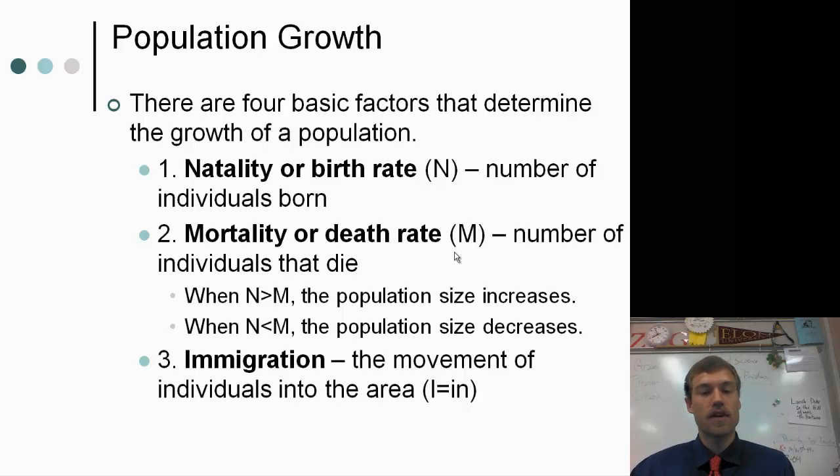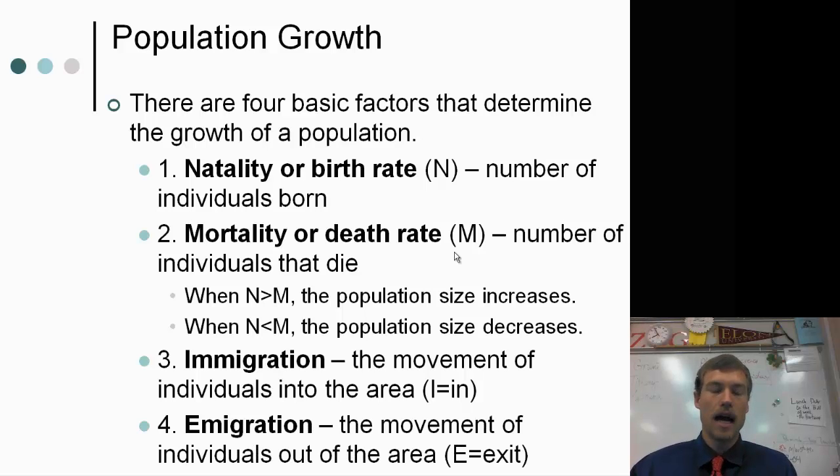Then we've also got immigration, which is the movement of individuals into an area, so people moving from one area to another. A way to think about immigration is that they're moving into the area. And then we've got emigration, right? So they are exiting the area, they are leaving the area. And so what we want to do is look at all four of those factors to figure out whether or not a population is truly increasing or truly decreasing.